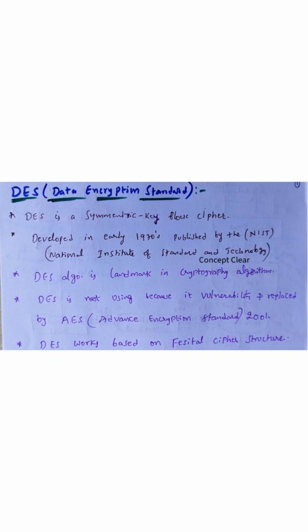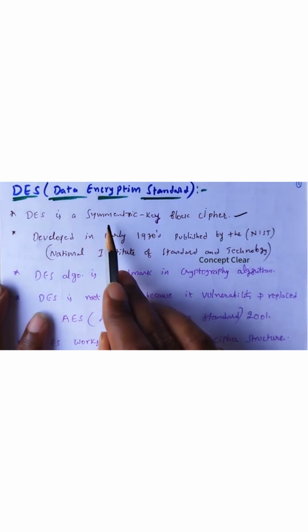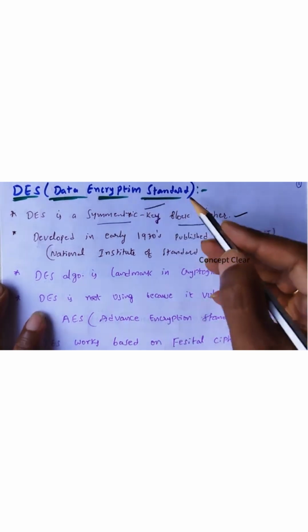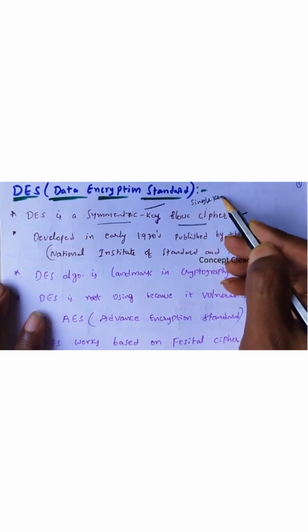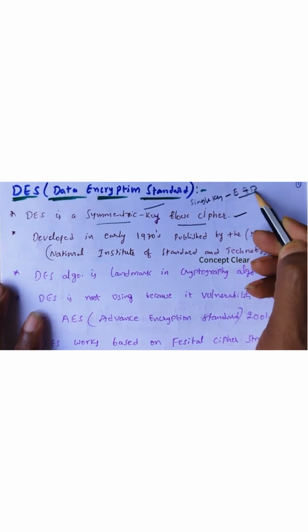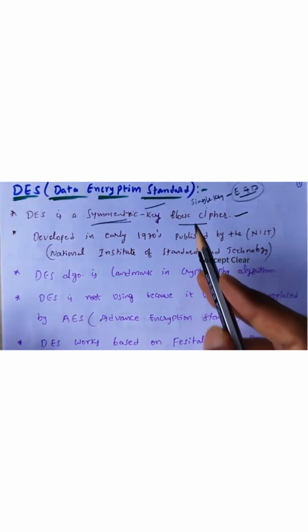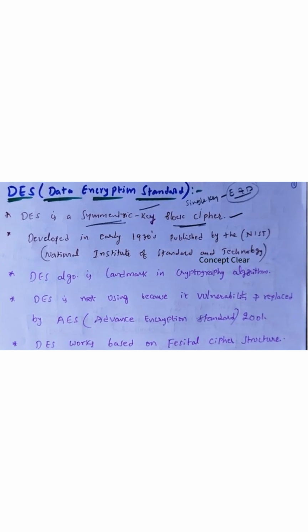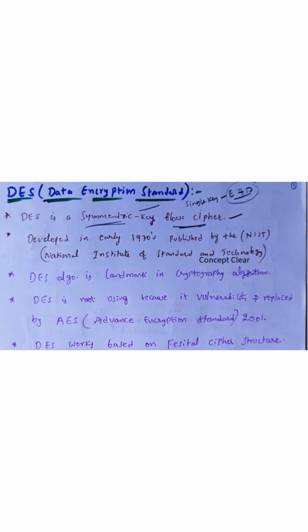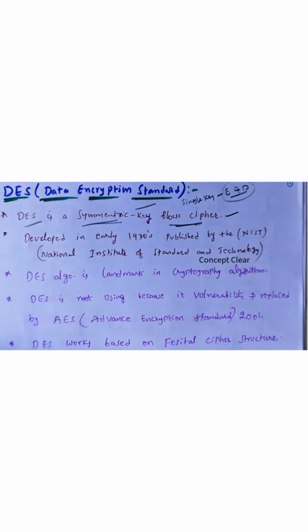DES is a symmetric key block cipher. Okay, DES is a symmetric key block cipher. What is the meaning of symmetric key? In any algorithm where we use a single key for encryption as well as decryption, those types of algorithms are called symmetric key algorithms. And what does block cipher mean? The plain text is divided into a number of blocks, and those types of ciphers are called block ciphers. Here, DES is a symmetric key block cipher. It means these two things are implemented in the DES algorithm.